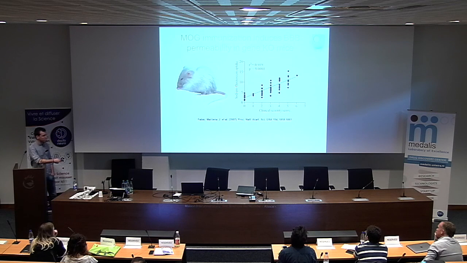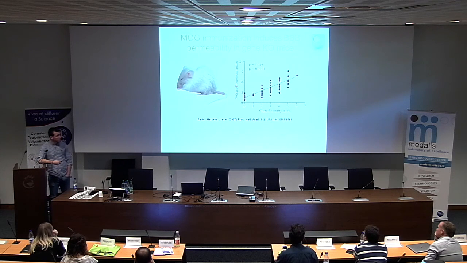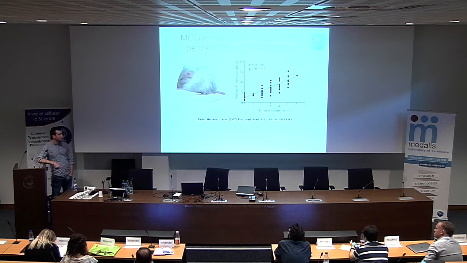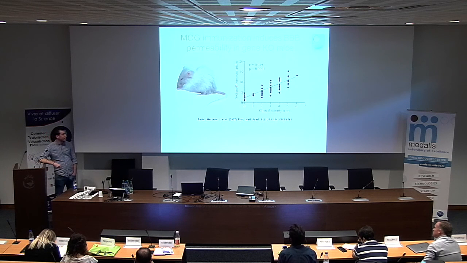This loss of integrity has also been characterized in 2007 using different knockout mice for different genes involved in inflammation, and they found a positive correlation, regardless of the genetic background of these mice, of increased blood-brain barrier permeability with increased clinical severity score of these animals, as they were induced with the multiple sclerosis model, which is EAE, also named experimental allergic encephalomyelitis.